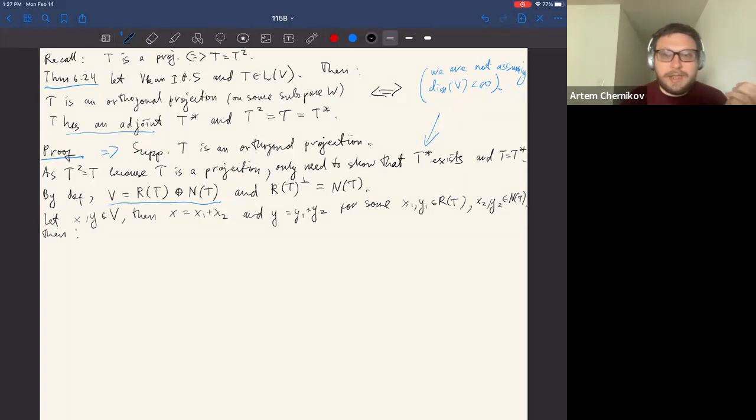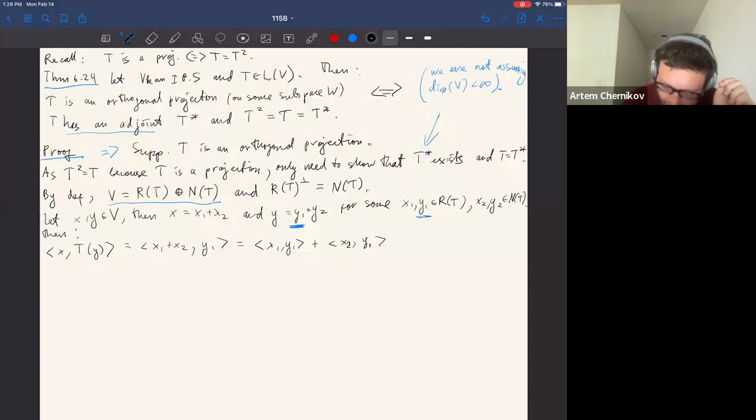But then we have the following for the inner products. So we look at X inner product with T of Y. Now just substitute X by X1 plus X2. And T is the projection on the range, so the result of T of Y is going to be just Y1, because Y1 is the component which is in the range of T and they are orthogonal. Now by linearity of the inner product, we can open it as X1, Y1 plus X2, Y1.